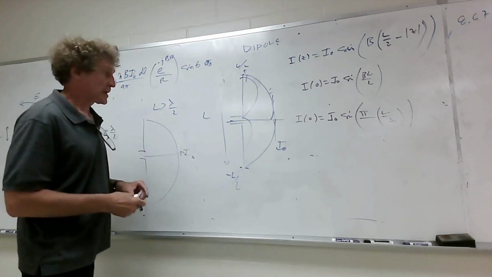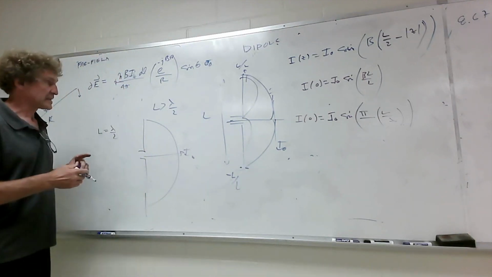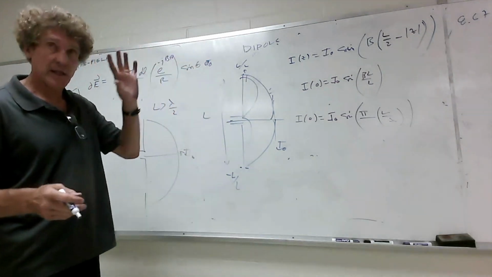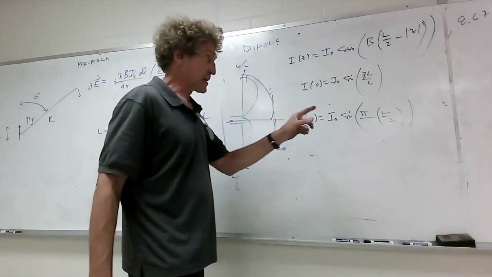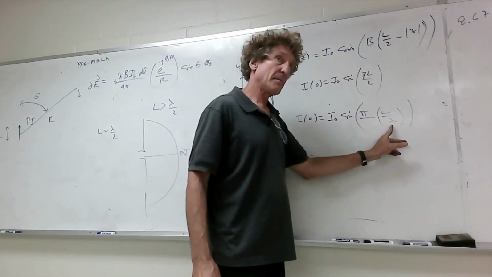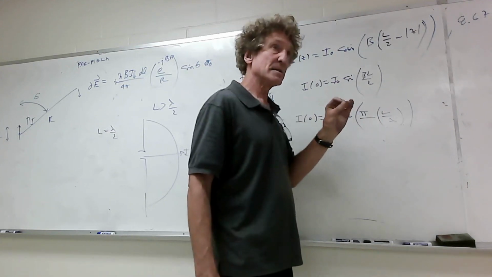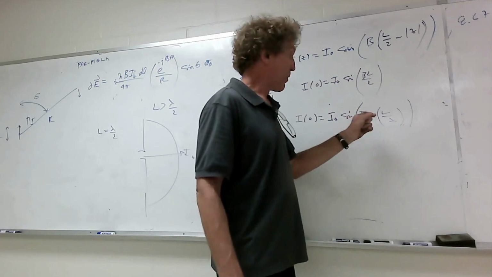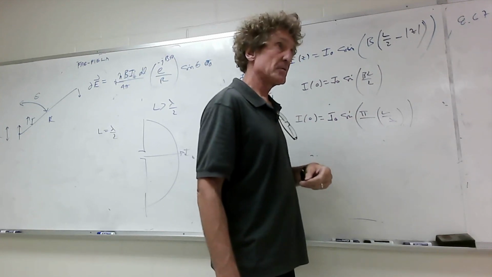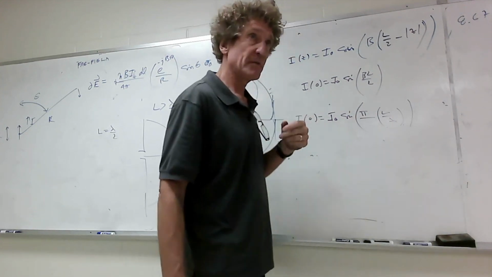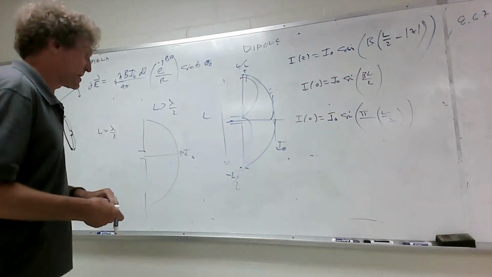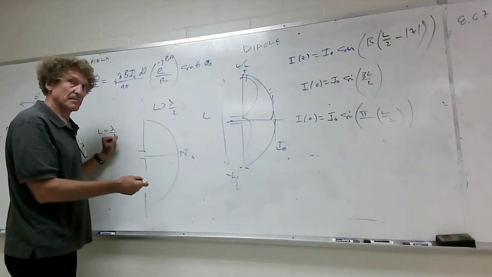If you take a look at this, if the length of the antenna from here to here is lambda over 2, and you divide by lambda, you get 1/2. This is going to be the value of the current at z equals 0. 1/2 times pi is pi over 2. The sine of pi over 2, or sine of 90, is 1. It's a peak value. It'll look like this if you plot it.